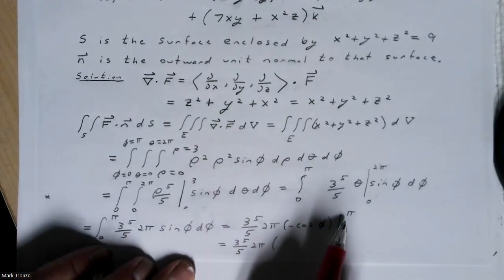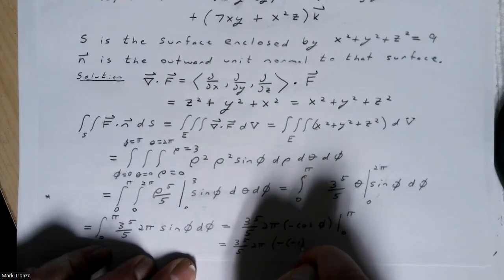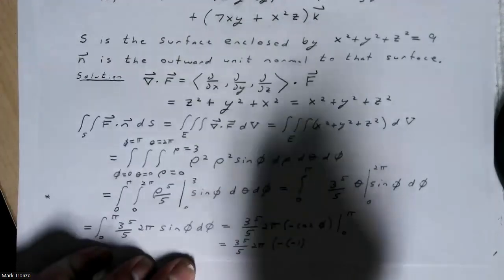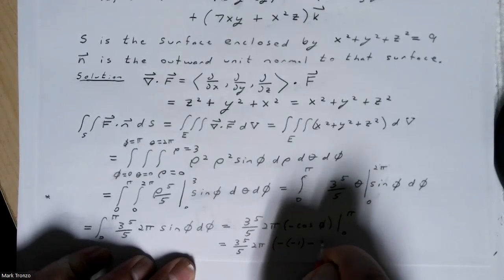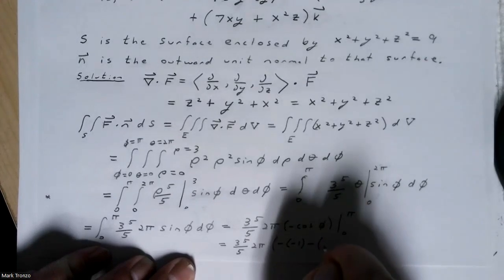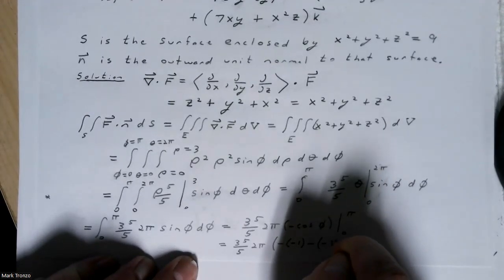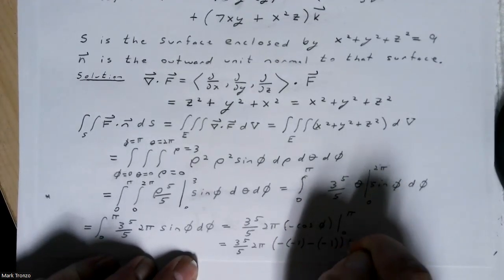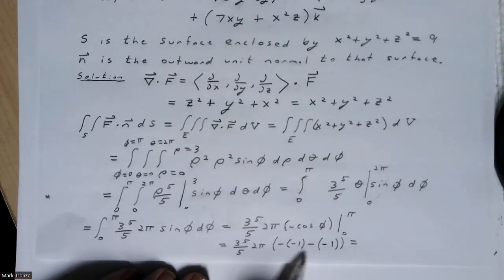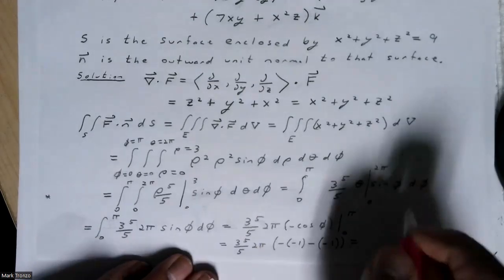And then the cosine of pi is -1. And then minus the lower bound, and we'll have a negative here. And then the cosine of 0 is +1. So this is going to be 2, because that's going to be a +1 plus a +1, that'll be 2.